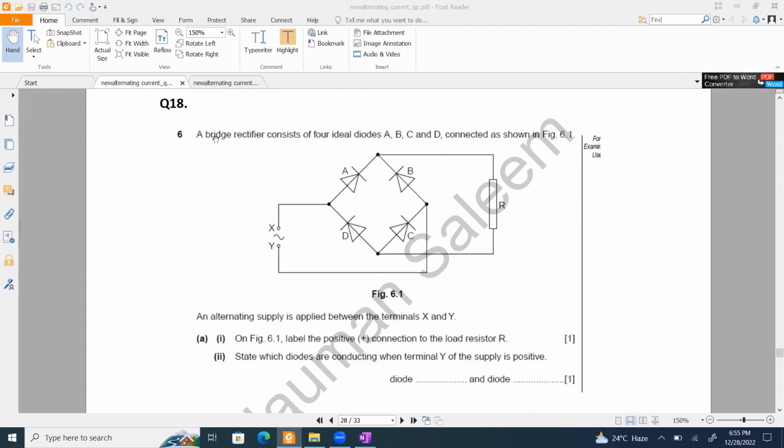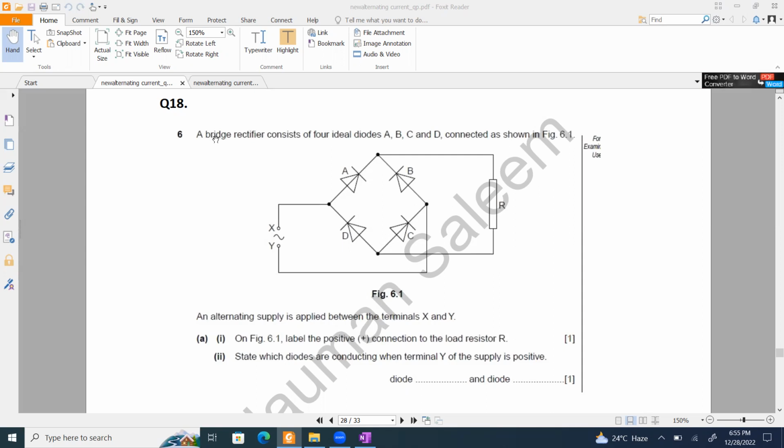Okay, this is question number 18 of my worksheet, and it's going to be a bridge circuit, rectifier circuit, consists of four ideal diodes. Ideal means, they do not apply any resistance once they are forward biased, and they apply infinite resistance once they are reverse biased. Anyways, A, B, C, and D are four diodes connected in a bridge circuit.